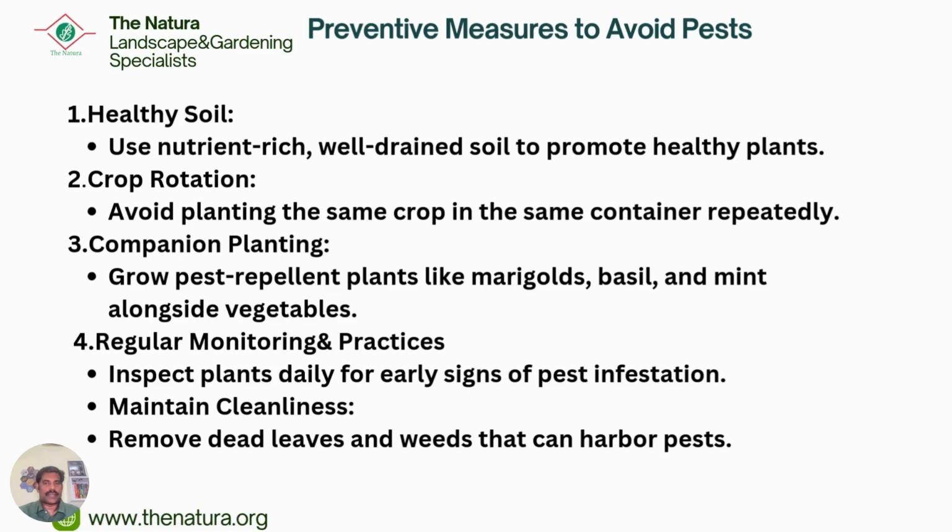Companion planting, which I will show in another slide also. Grow pest-repellent plants like marigolds, basil, and mint alongside vegetables. These will repel the insects which cause problems to our naturally grown plants, so that their occurrence may reduce.